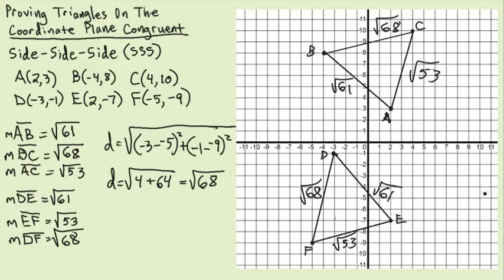So here's what we have. Longest, middle, shortest. Or we can do it the other way around. Shortest, middle, longest is square root of 53, square root of 61, square root of 68. If we put them in order on DEF, we get the same thing. Square root of 53, square root of 61, square root of 68. Therefore, triangle ABC is congruent to triangle DEF.